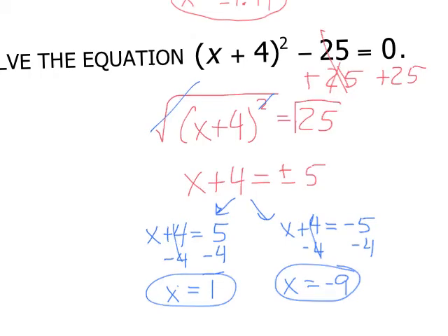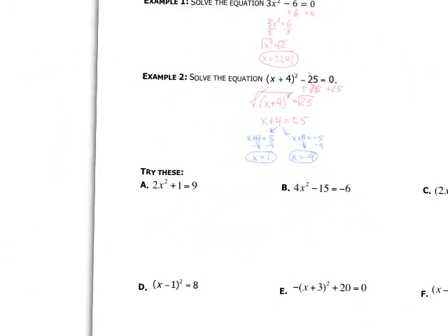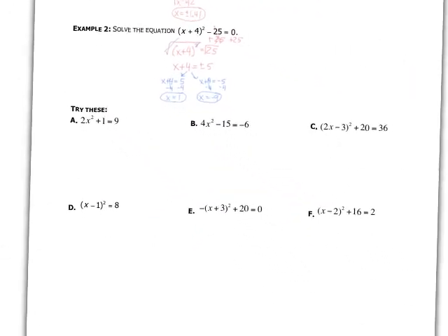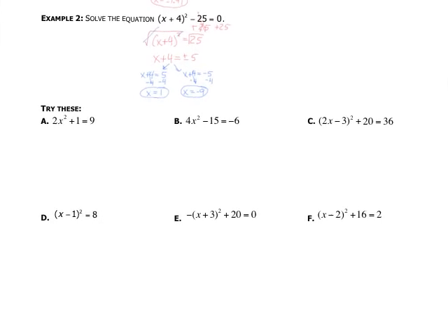All right, so I'm going to give you a little bit of time. I want you to work together in your groups, and I would like you to do A, C, and F. A, C, and F. Go ahead and do those three together with your groups. Go ahead.